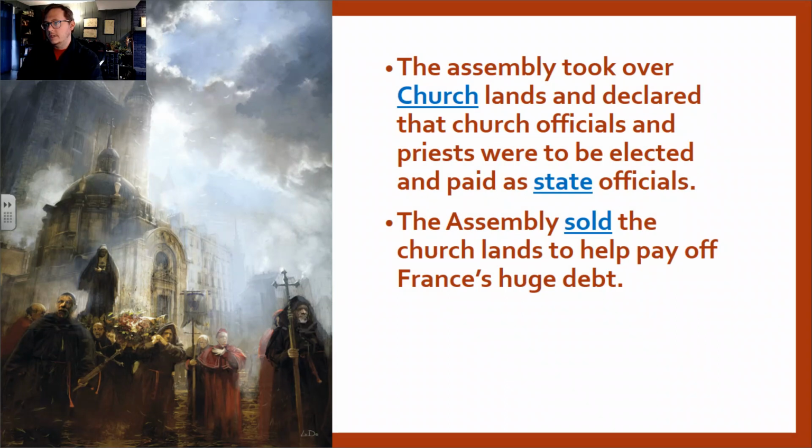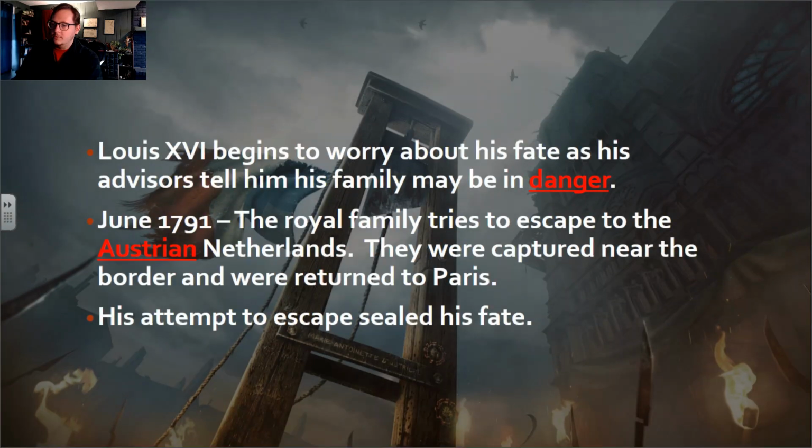All right, so the assembly took over the lands that the church owned and sold it to people that wanted to buy those lands, probably rich merchants and things like that. And they used that money to pay off some of the debt that the government had, which is actually a pretty good idea, to be honest with you. Selling government-owned or church, which in this day was pretty much the government-owned lands in order to pay off debts is a pretty good idea. That is a guillotine right there.